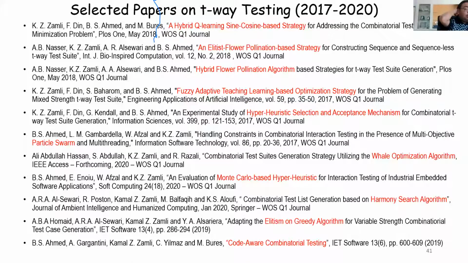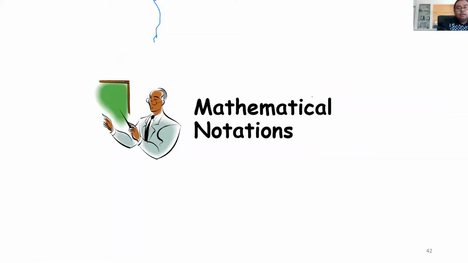And we did a lot of work on this. This is the past 3 years. We have many hyper-heuristic approach solutions to it, and we also have a meta-heuristic approach to solve this T-way test generation. So this is the last 3 years. We have many from the past 10 years also.